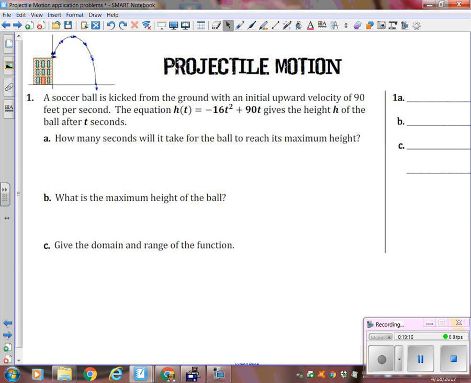Number 1, a soccer ball is kicked from the ground. What's the starting height if it's kicked from the ground? So h of 0 is 0. And notice that they wrote the equation and there's no number at the end. So there's not three parts, there's only 2. An initial upward velocity of 90, and notice they've already put 90 in front of the t. So the equation has been provided for you. How many seconds will it take for the ball to reach its maximum height?